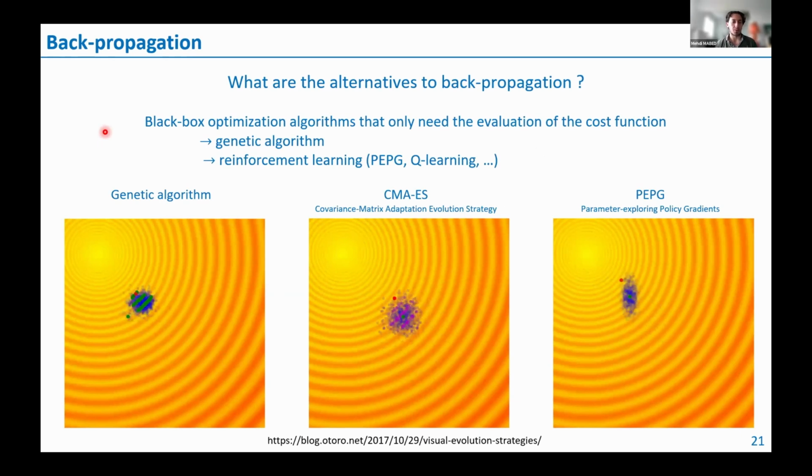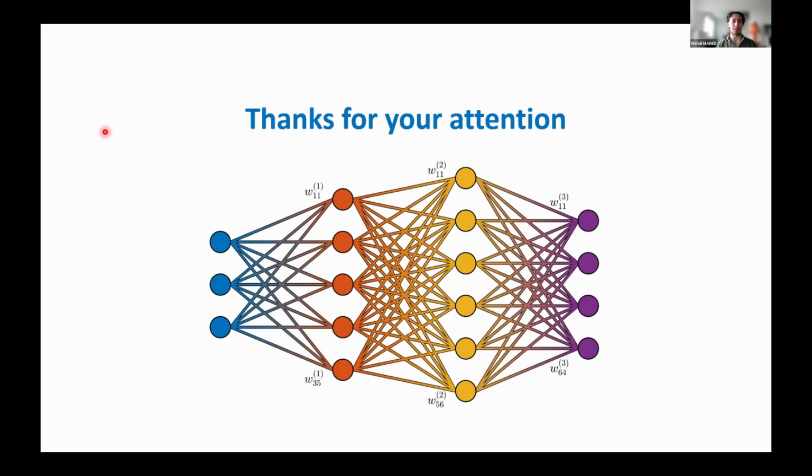But those algorithms have their own drawbacks, namely they are really, really slow compared to the backpropagation algorithm. So there is a compromise between performance, speed, and so on. So that's where we're at nowadays. And with that, thank you for your attention, and I hope you will have some questions about what I said.